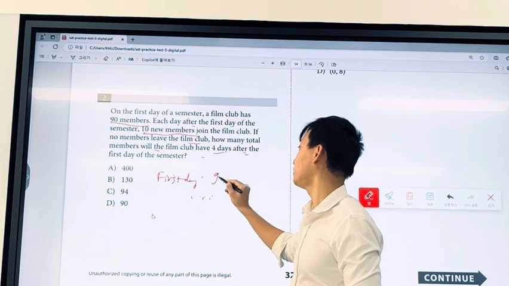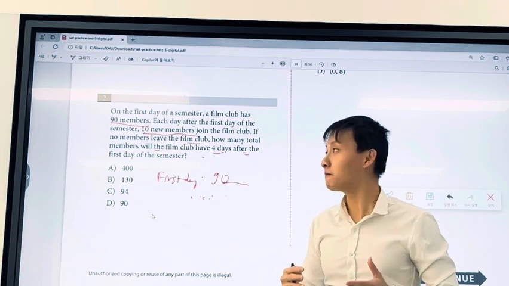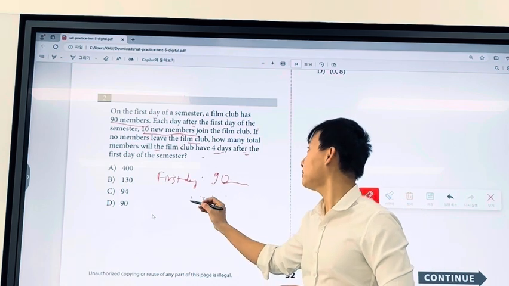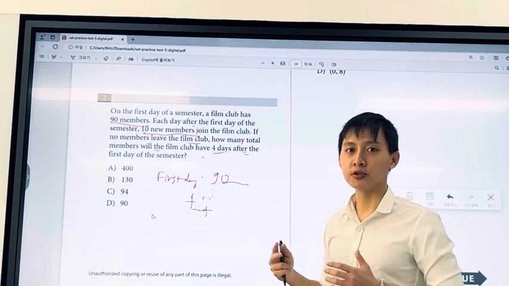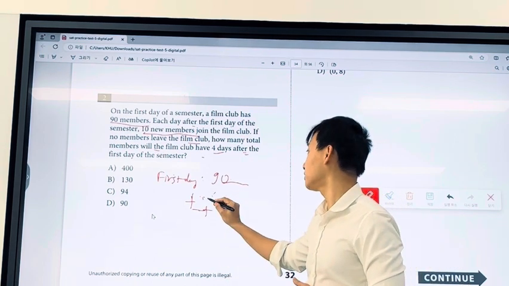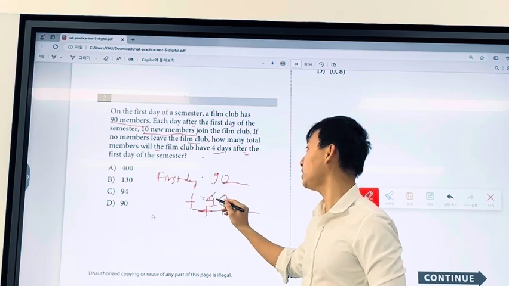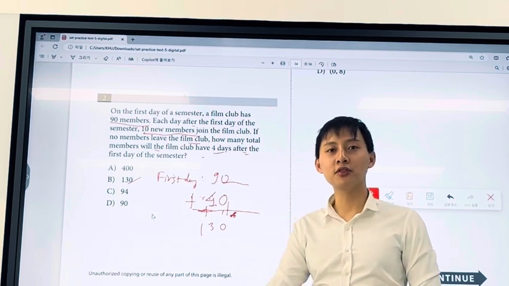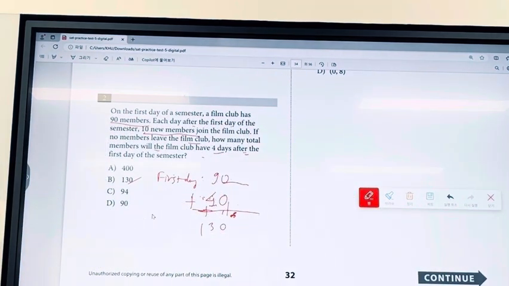On the first day there are 90 members. You know that each day 10 new members join the club. So after 4 days, it's going to be 40, and 40 plus 90 is 130. We come up with the answer 130. Is it easy? Okay, so back to the question about the graph.